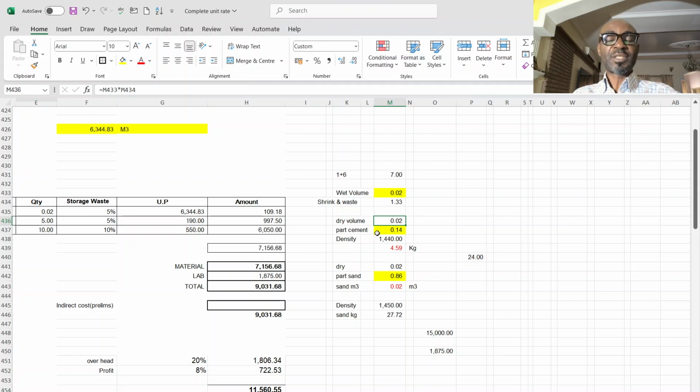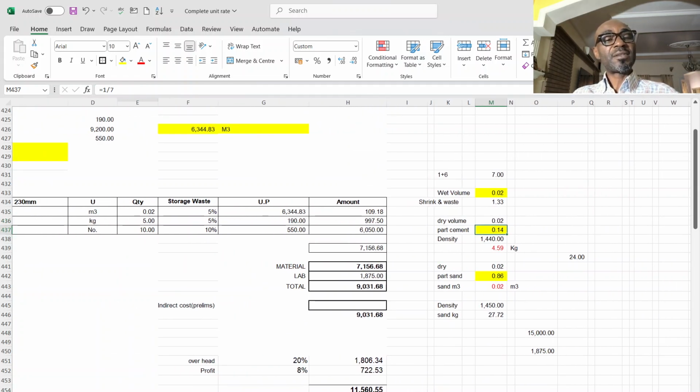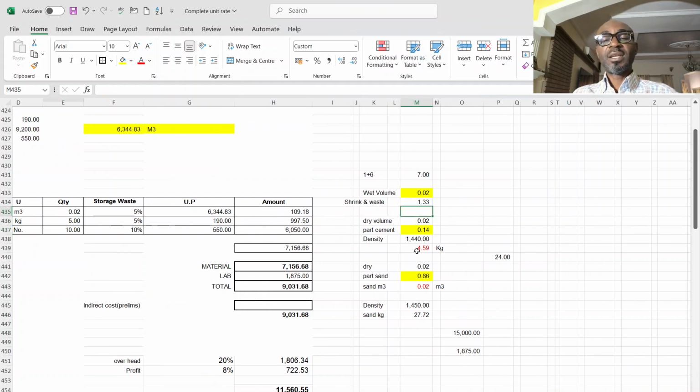Now for me to get the part of cement, since it's a ratio of 1:6, 1 plus 6 is 7, and 1 divided by 7 gives me this. The density of cement is this. Multiplying the density of cement by the part of cement and the dry volume of mortar gives me 4.59 kg of cement to lay 10 blocks. If I round it up, that is 5 kg.